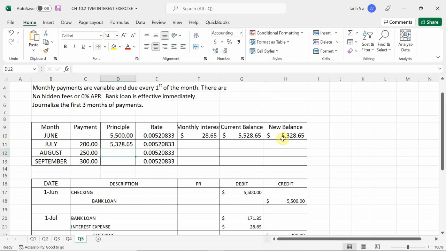I'm confused. How did we get the 5,300? Okay, so in this case, I calculated my current balance to be the 5,500 plus my interest. Yes. So that's my current balance. Because I made a payment of $200, that would change my current balance to my new balance because I paid $200. Okay, I see. Thank you.